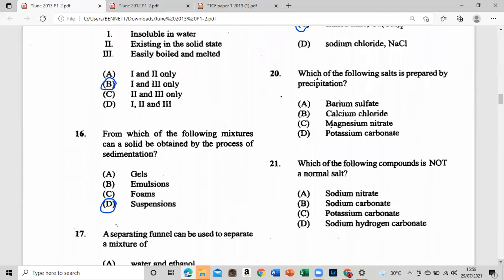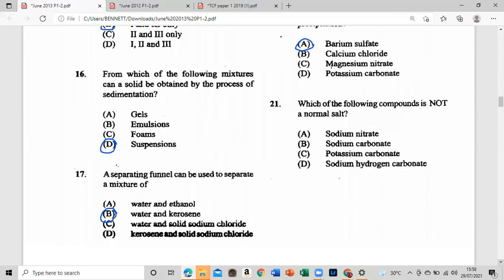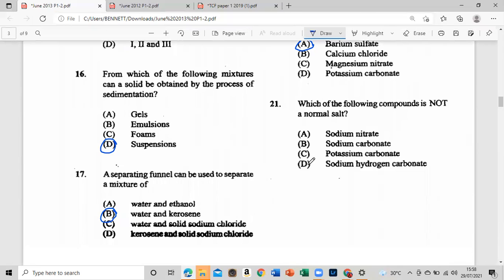On to 20. Which of the following salts is prepared by precipitation? We go no further than barium sulfate. This was done earlier. Alright. Which of the following compounds is not a normal salt? Is it sodium nitrate, sodium carbonate, potassium carbonate, or sodium hydrogen carbonate? And 21 is sodium hydrogen carbonate.